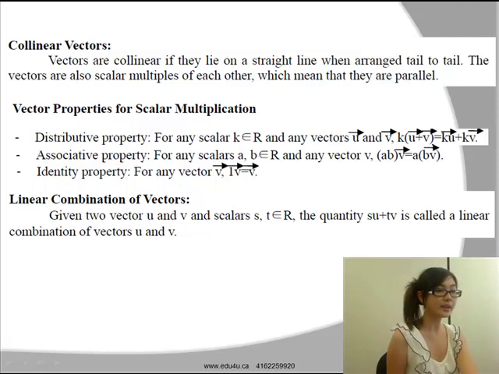Collinear vectors: vectors are collinear if they lie on a straight line when they're arranged tail to tail. The vectors are also scalar multiples of each other, which means that they are parallel.